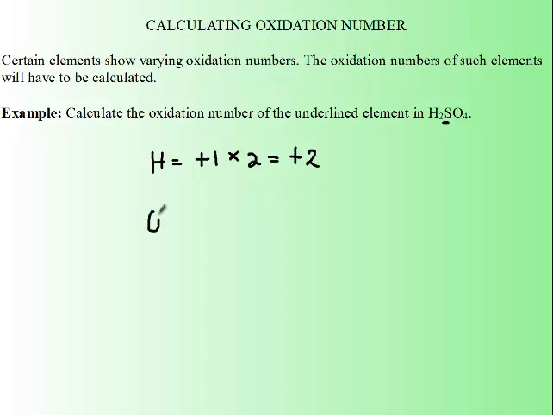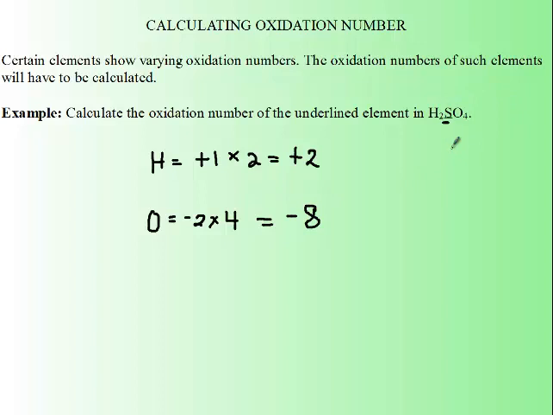We know the oxidation number of oxygen is always -2. How many atoms of oxygen are there? 4. So it is going to be times 4, okay, because the oxidation number of oxygen is -2. There are 4 oxygen atoms. Times 4 is going to give us -8.